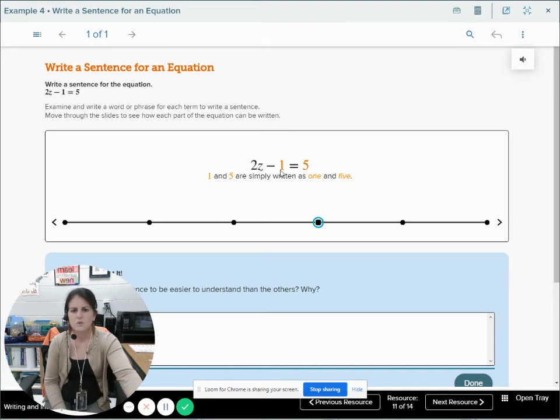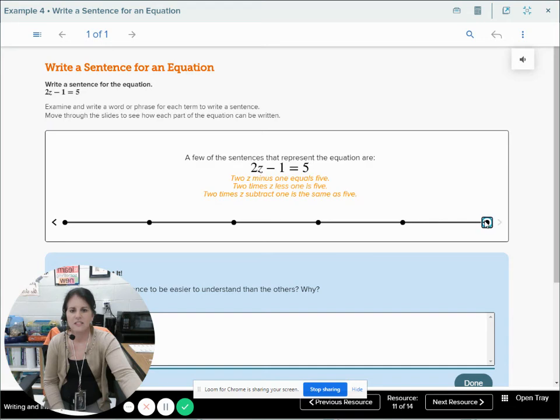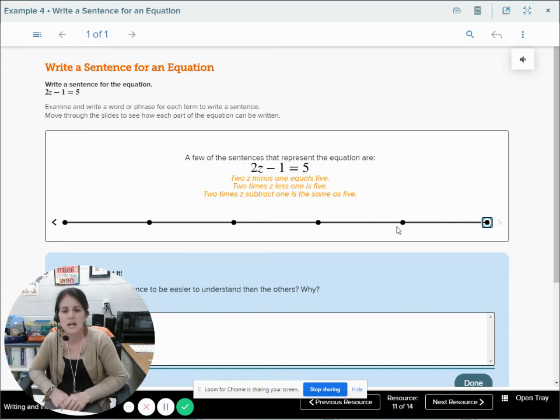And when we're writing these words, because they're constants, we just write the word 1 and 5. Write it out. So we've got is, equals, is the same as, is equivalent to. Doesn't matter how we say it, as long as we're implying that this is equals. And then last of all, of course, we've got the 5. So we've got 2 times z, or 2z minus 1 equals 5.